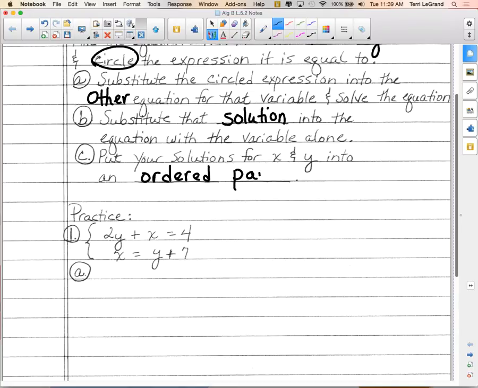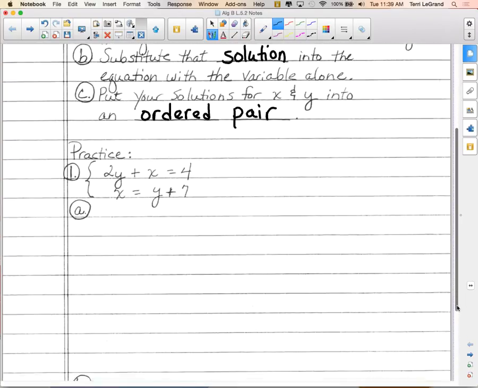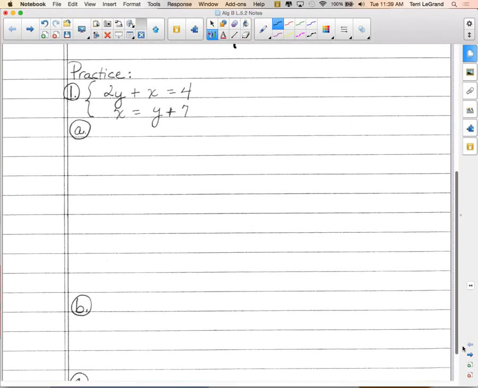These two lines would still cross on a graph. There still would be an ordered pair solution. We just are not going to get it from a graph. We're going to get it algebraically instead. Okay, so let's just do some practicing to make sense of those steps that we just outlined.